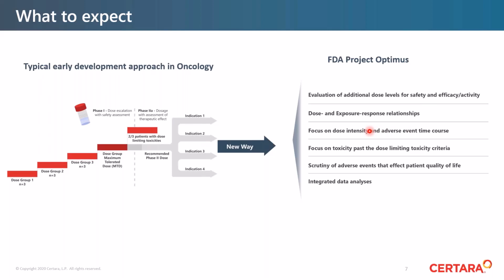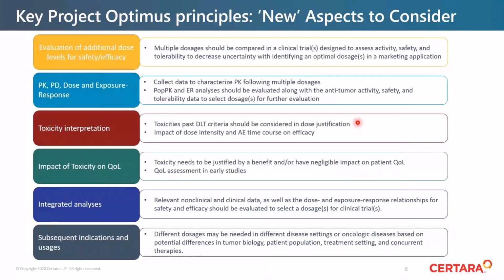Under Project Optimus, this paradigm is expected to give way to early trial designs that are intended to evaluate dose and efficacy response relationships with both safety and activity of the drug. Programs are expected to more thoroughly understand and account for later onset or cumulative toxicities past the DLT evaluation period, in particular toxicities that impact patient quality of life and those that impact or necessitate dose modifications.